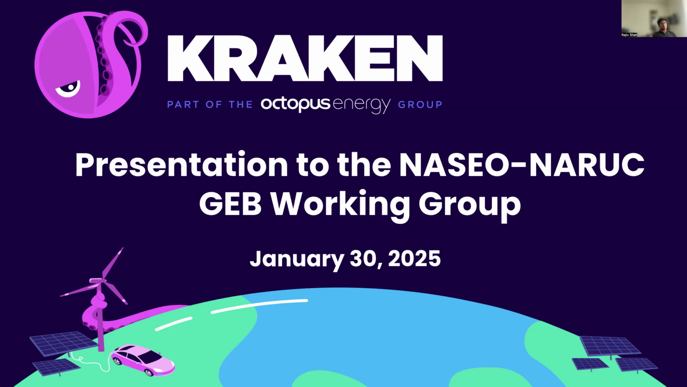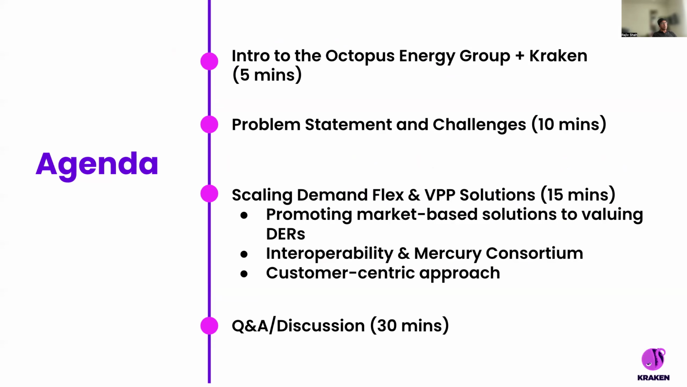So really, without further ado, let me just get into this presentation. So just walk you through an agenda very quickly. I'm going to just very quickly provide an intro to the Octopus Energy Group and our software arm, Kraken. Kind of lead in with a little bit of an enunciation of a problem statement and some of the challenges we're facing as we try to scale the management capabilities, whether it be VPP, direct load control, et cetera, of DERs.